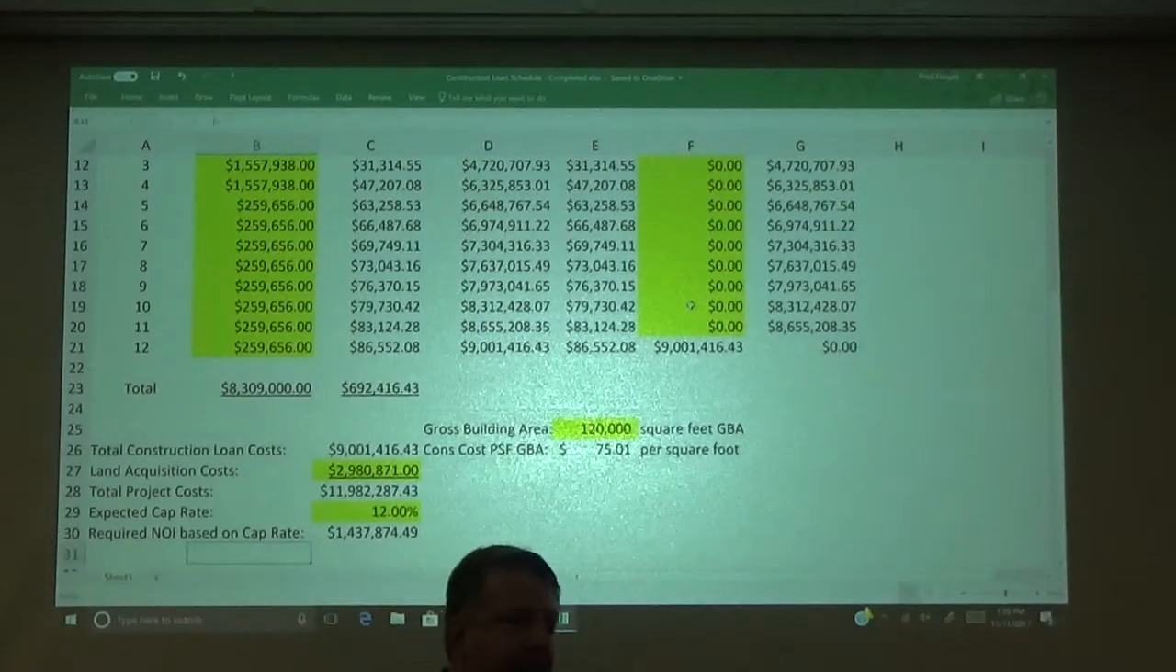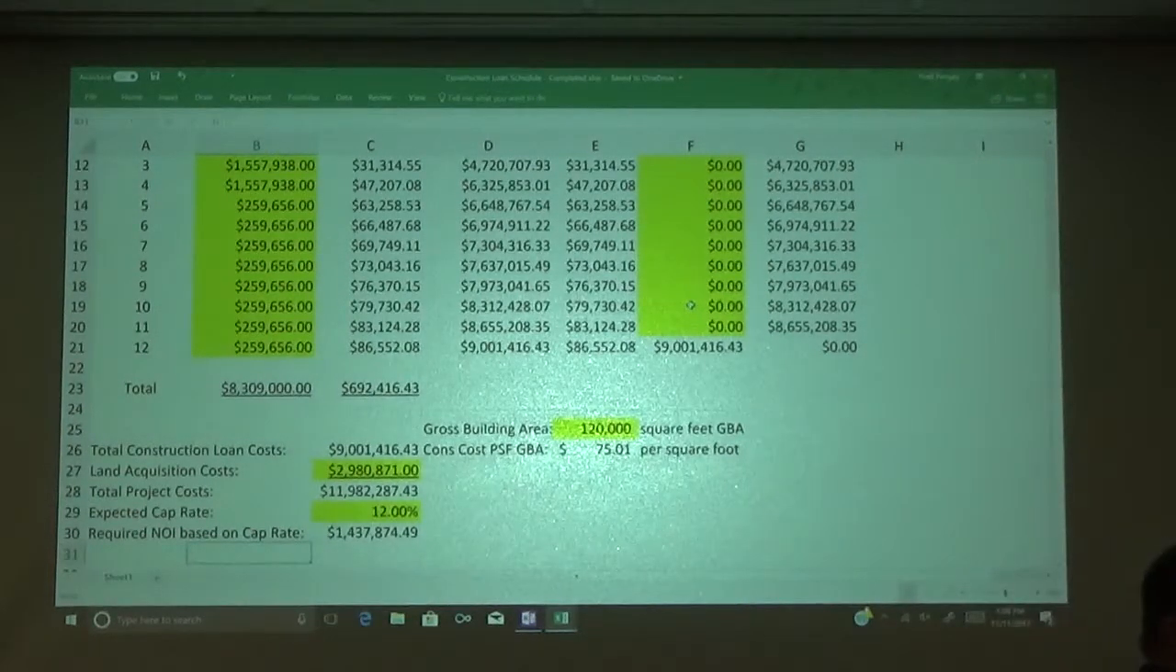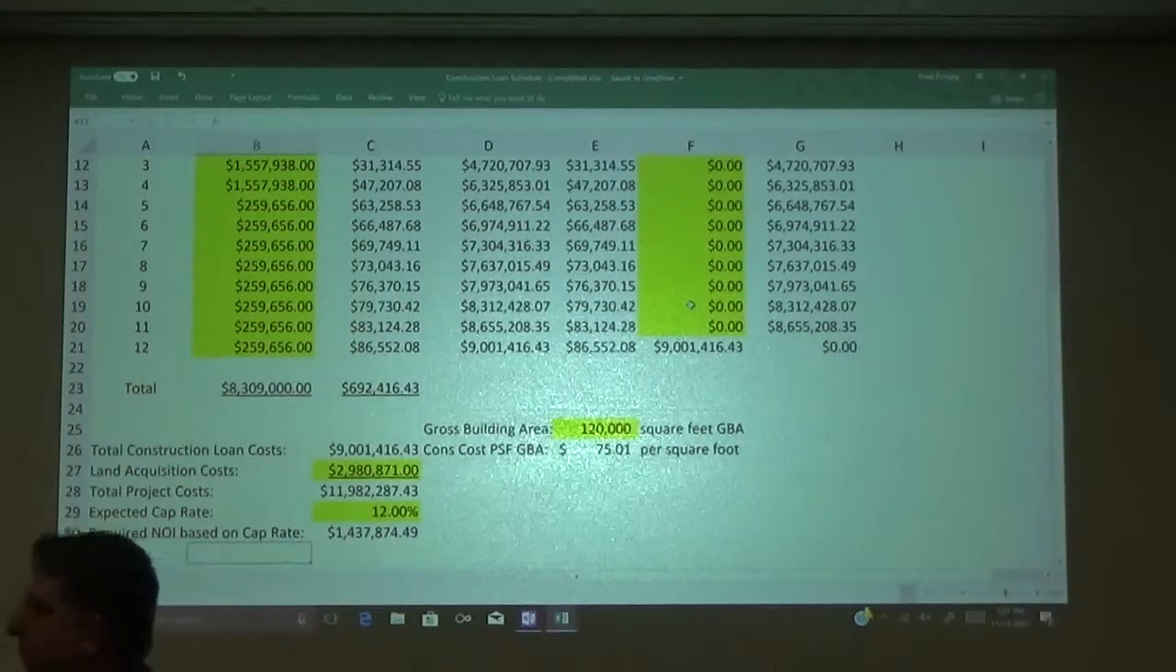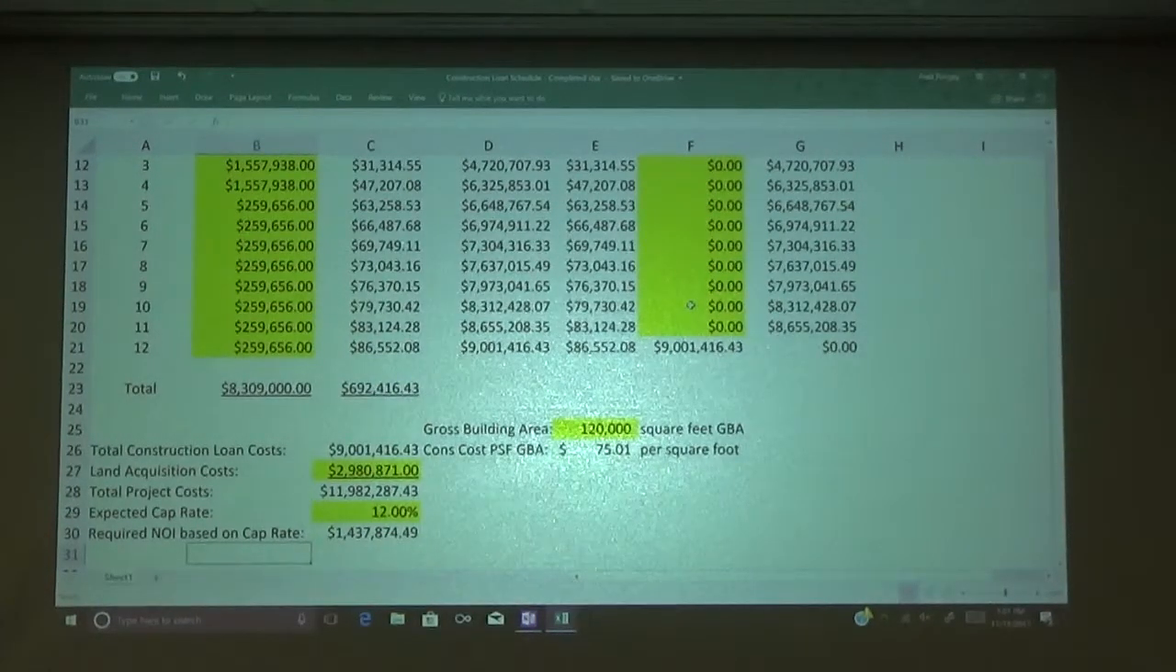Any questions about that? Can we call the required NOI based on the cap rate the return on cost, pretty much? You could. It's just another way of looking at it. In essence, if it was an all equity deal, it's basically a cash on cash return. But it's also just a cap rate. Any questions? Feel good about that one?